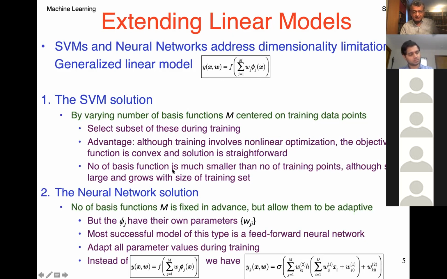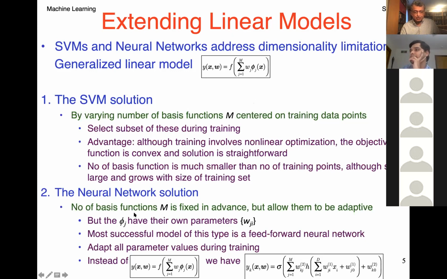And the number of basis functions is much smaller than the number of training points, although it is large and grows with the size of the training set. We're now relating it to that. But one approach is to center all of these phi j's on the training points, a Gaussian on all the training points. SVM says no, we can more cleverly select those points.